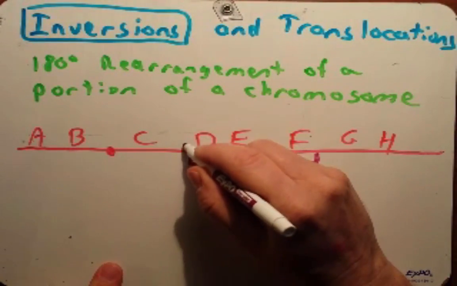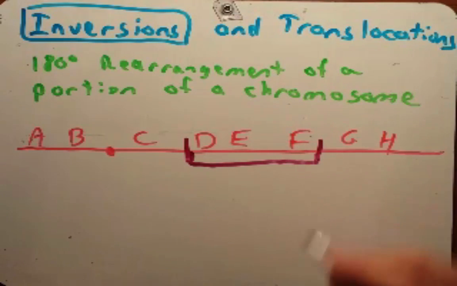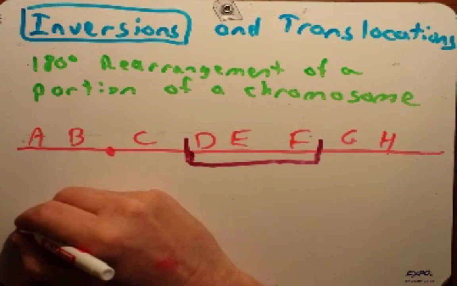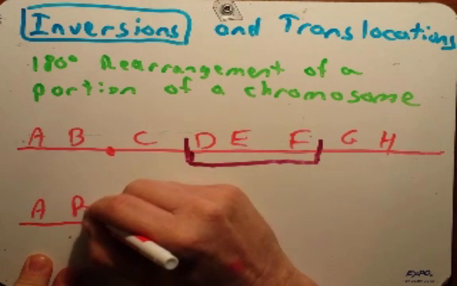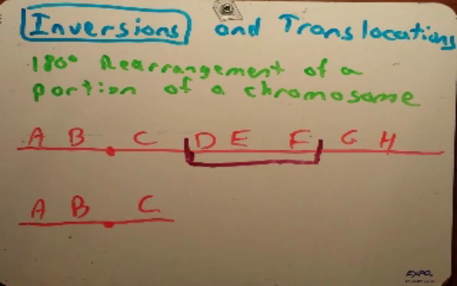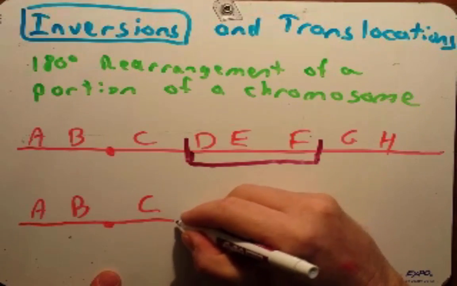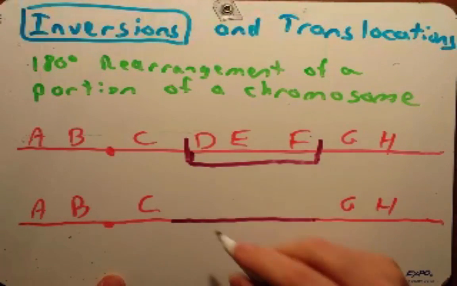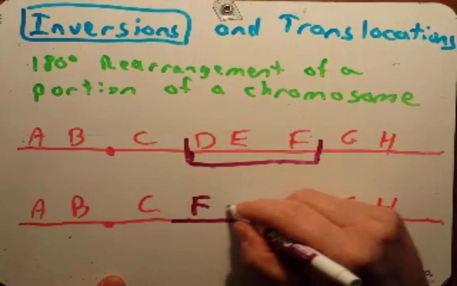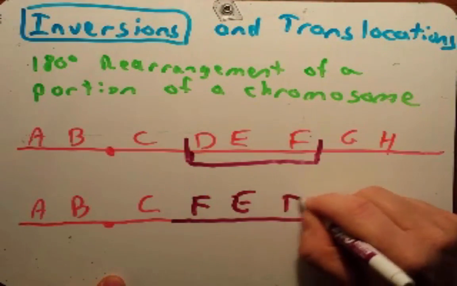And what happens is a double strand break occurs on the chromosome. It's cut out and then it's flipped around. And so you end up with something like this. A, B, centromere, C. I'm going to make the inversion here a different color just so we can remember it. And so instead of D, E, F, we're going to have F, E, D.